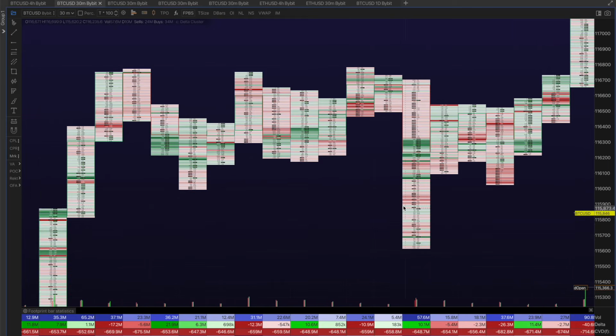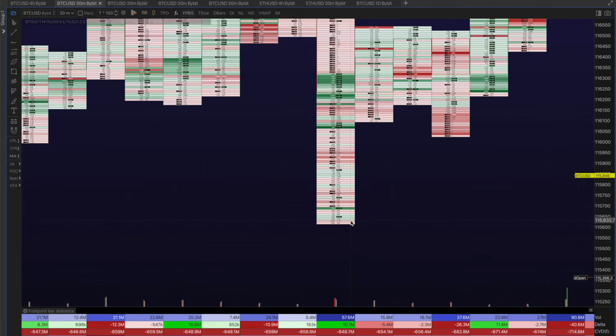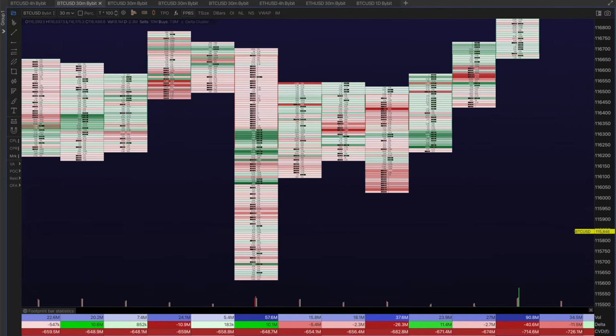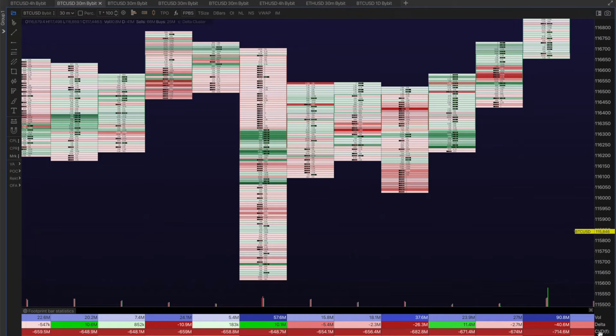So this is August 7th, and the price got accepted right here inside the previous month's value. And this is that big retest that you saw of 115.7. Now, after this retest, what I want you to pay attention to is the CVD data right here.